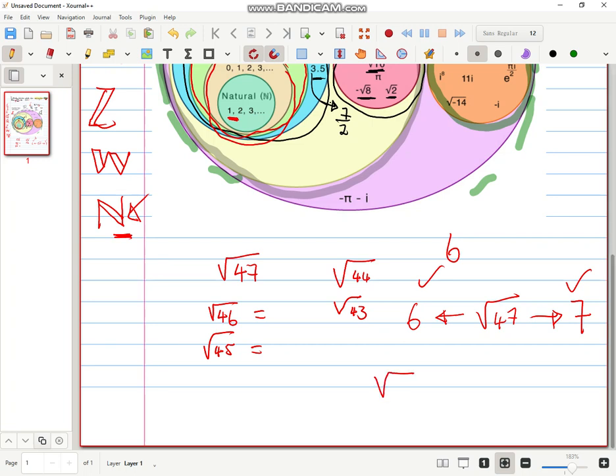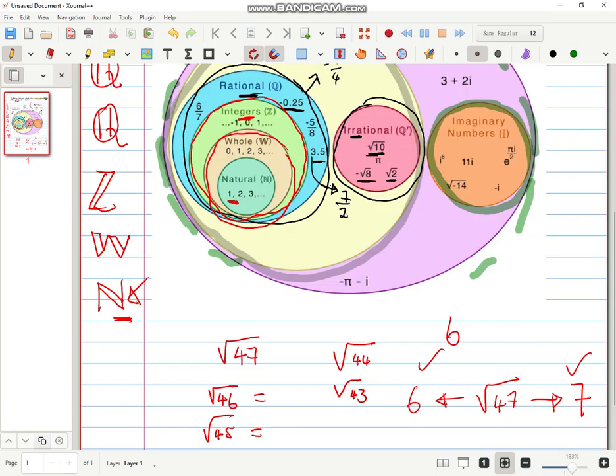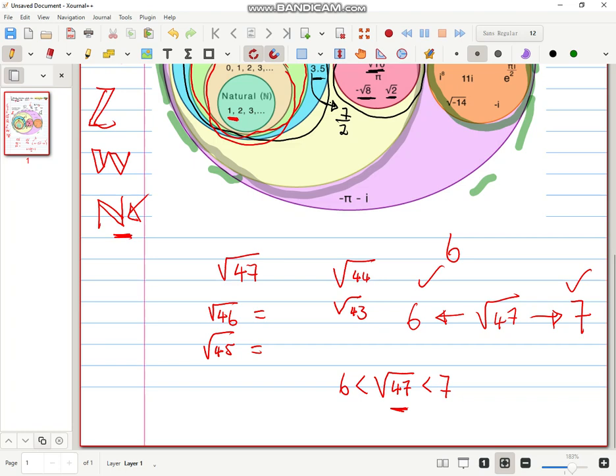In some papers you can just write it like this, using the greater than and less than signs. So you have your 6 and you have your 7 here. This is to say square root of 47 is greater than 6 and is also less than 7. These are your 2 consecutive integers. Right. So as you can see, this process is very long.